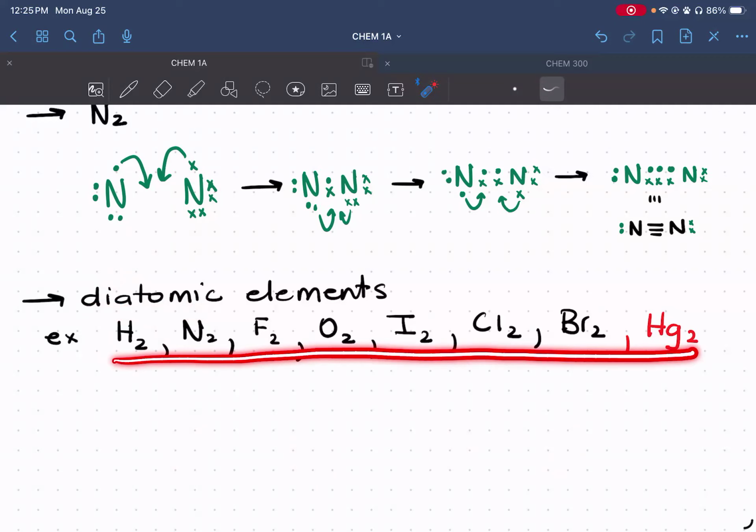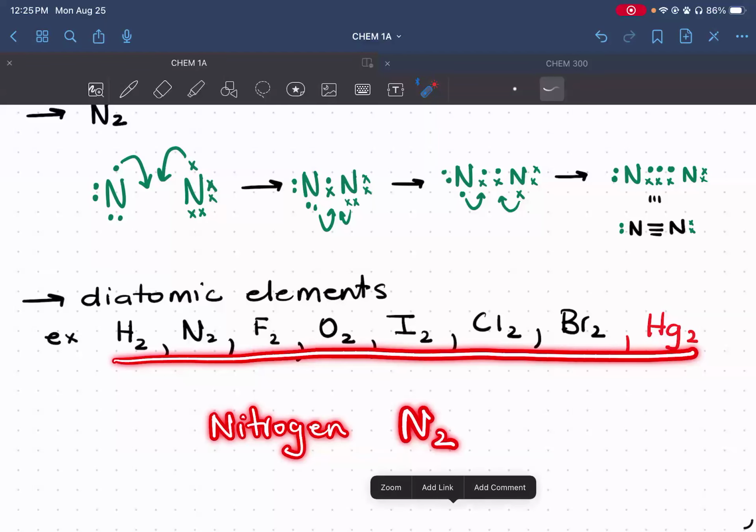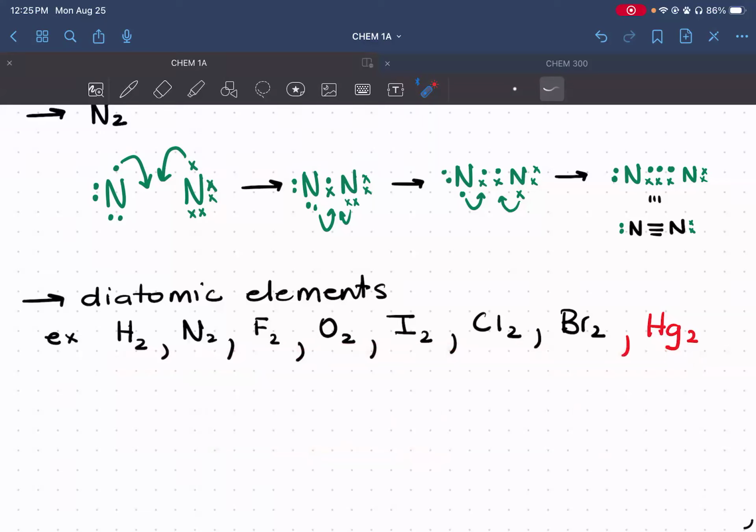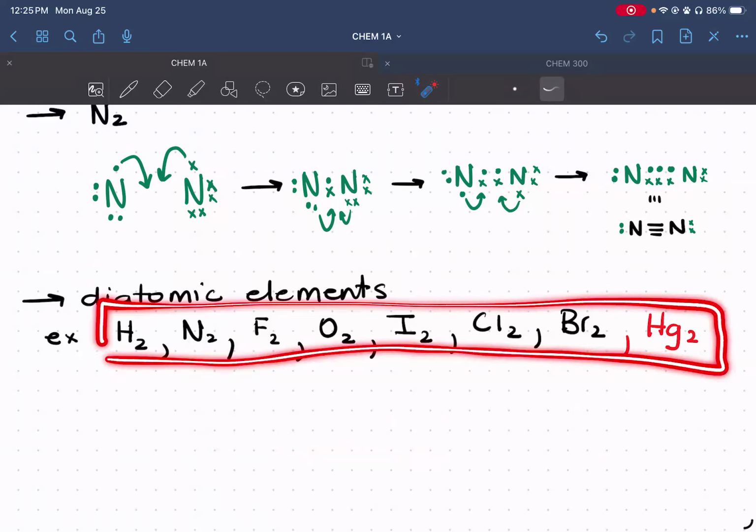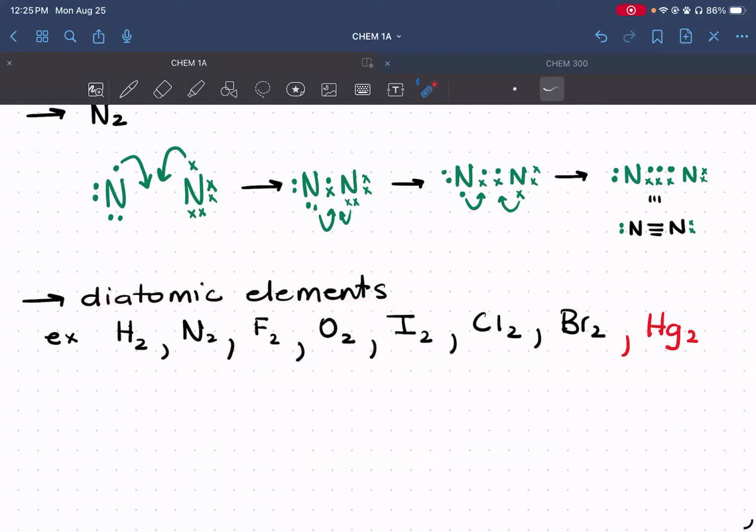So if I ever refer to nitrogen in this class, I am literally saying N2. If I'm asking you about oxygen, I'm referring to O2. You are expected to know and memorize these diatomic elements. They're the only ones of their kind.